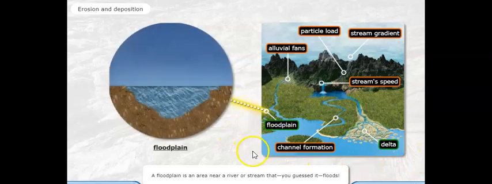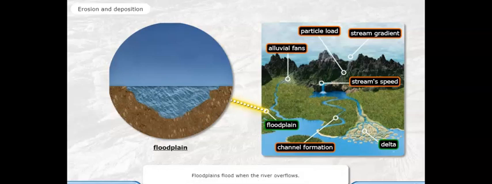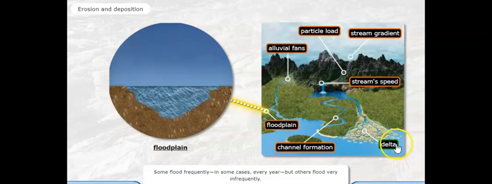A floodplain is an area near a river or stream that, you guessed it, floods. Floodplains are flat, or nearly flat, and are usually made up of sediments such as sand, silt, and clay deposited during floods. Floodplains flood when the river overflows. Some flood frequently, in some cases every year, but others flood very infrequently.